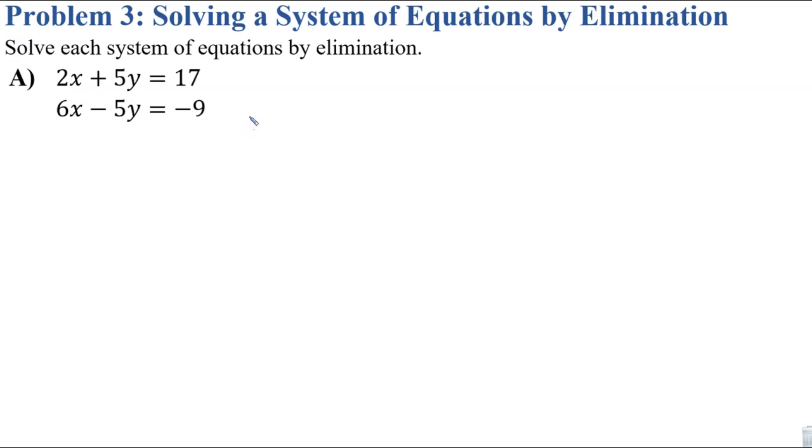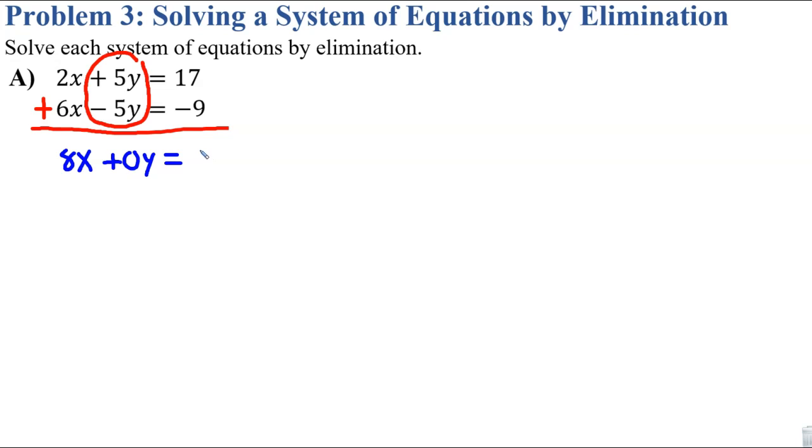So what I can do instead is use elimination. Basically what elimination does is we add two equations together and use it to eliminate one of the variables. Notice here we have a positive 5y and a negative 5y. These two can cancel each other out. So what I'm going to do is add these two equations together. 2x plus 6x is an 8x. 5y minus 5y is 0y, so I'm just going to say plus 0y for now, is equal to 17 plus negative 9.